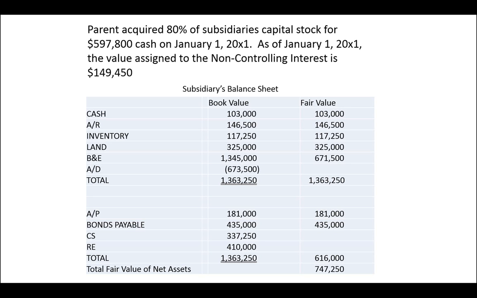We have the parent acquiring 80% of the sub for $597,800, and then the NCI's value is assigned at $149,450. This information can be found on ReggieNet in the Excel spreadsheet under the blank section, and you can print this off and follow along if you'd like, or you can follow through the lecture notes. Both sets of information are exactly the same.